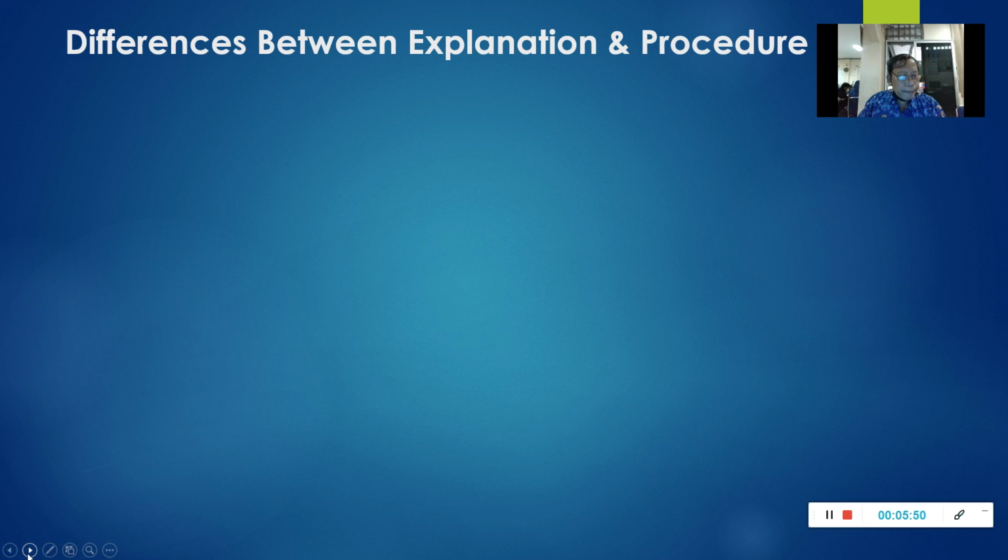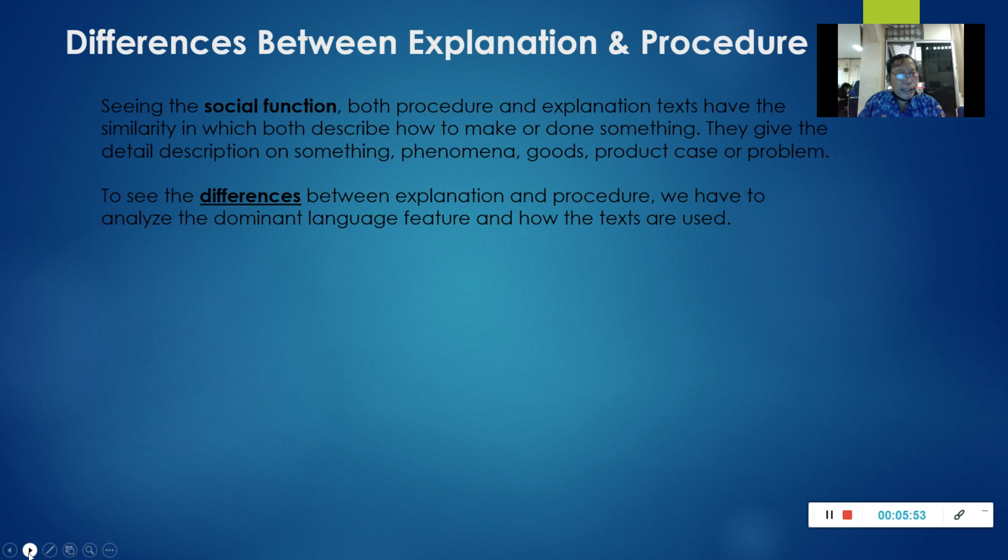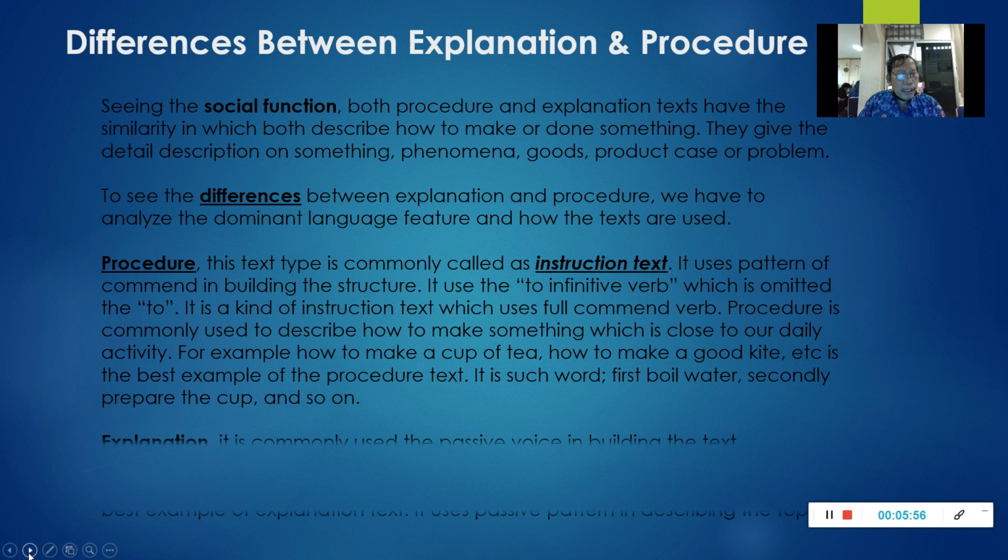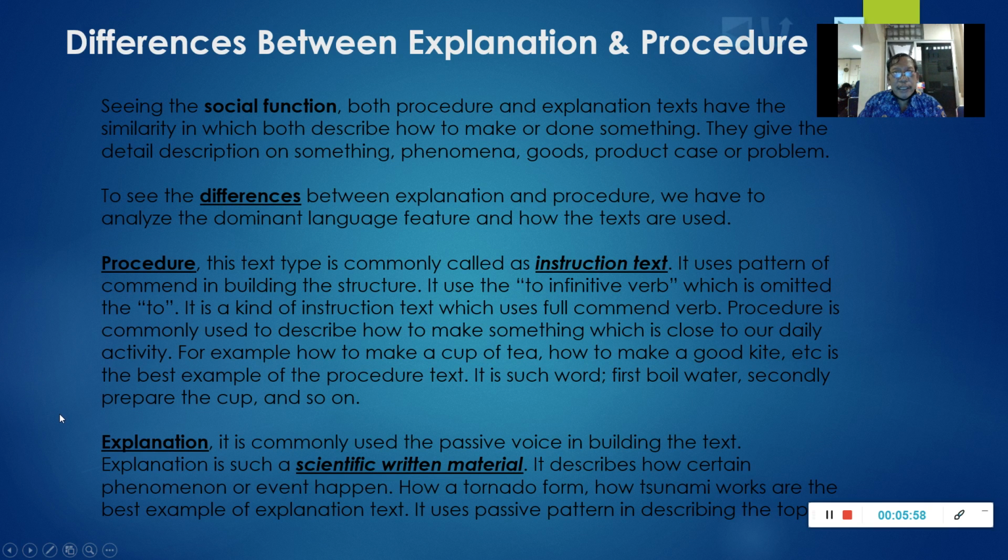Go to the next slide. The following is going to be about the differences between explanation text and procedure text. Seeing the social function, both procedure and explanation text have the similarity in which both describe how to make or do something. They give a detailed description of something: phenomena, goods, product, case, or problem. To see the differences between explanation and procedure text, we have to analyze the dominant language feature and how the texts are used.